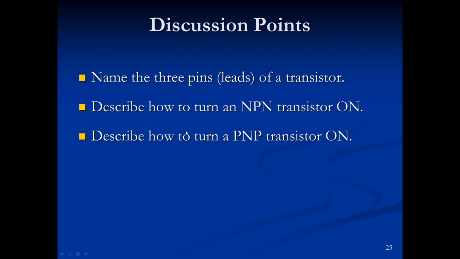And then as far as NPN versus PNP, for an NPN, you turn a transistor on by having the base greater than the emitter voltage. PNP is just the opposite. You turn on the transistor by making the base less than the emitter. And actually, in both transistor types, if the base is equal to the emitter, it's going to be off. The base has to be either greater than the emitter in an NPN or less than the emitter in a PNP for the transistor to turn on.